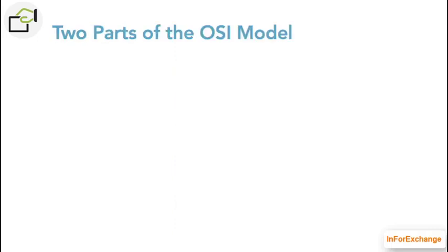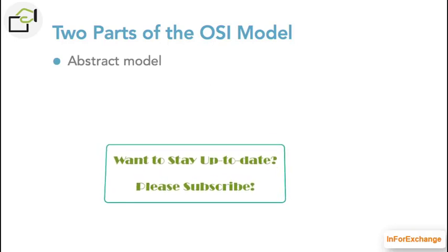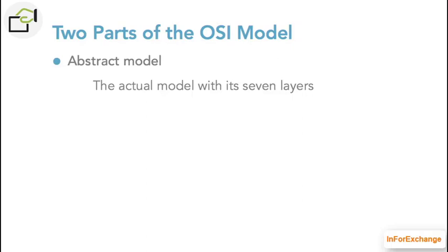The OSI model, when it was first created, came out in 2 parts. The first part was the abstract model that we just looked at. This model had the 7 layers as we've just discussed it.